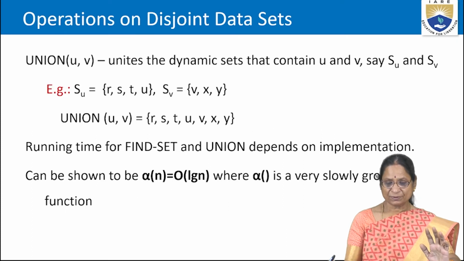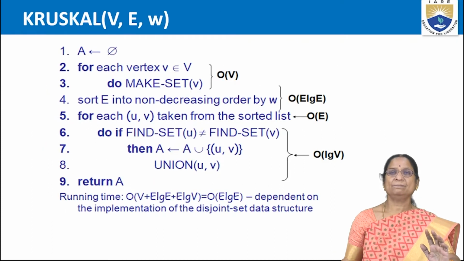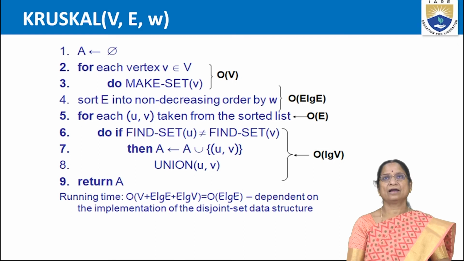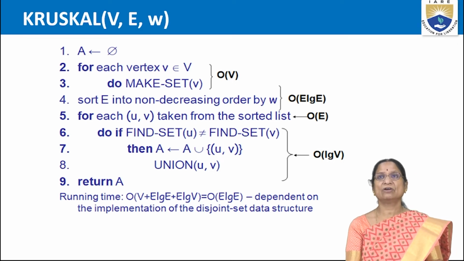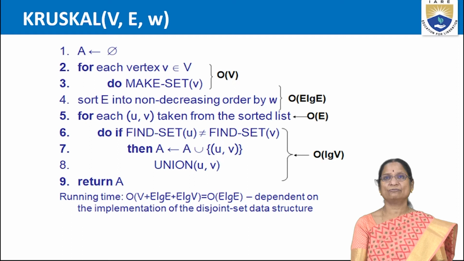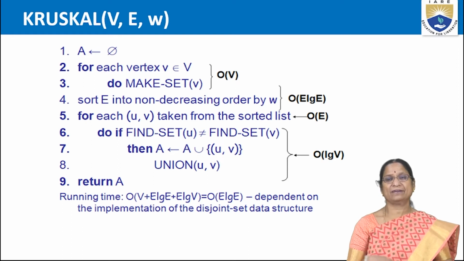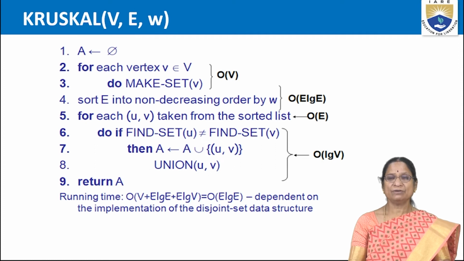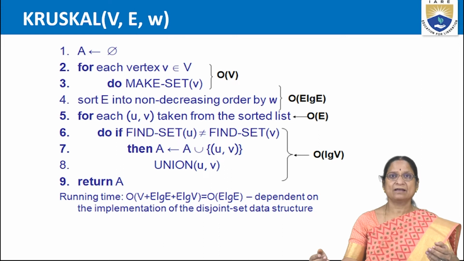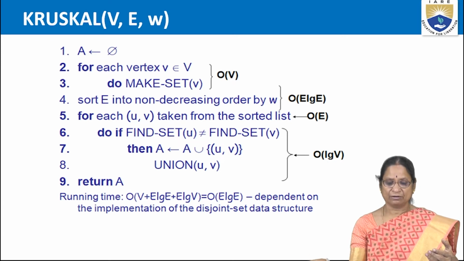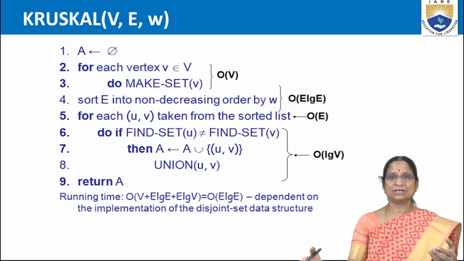So by using these operations, we can implement Kruskal's algorithm and explicitly check whether a cycle forms whenever an edge is going to be added to our spanning tree. The algorithm is like this, and A is the initial set of edges, initially empty. Initially I have to construct a forest.